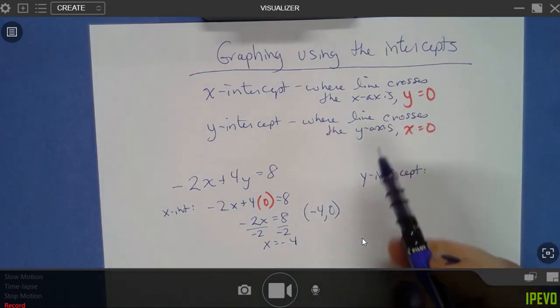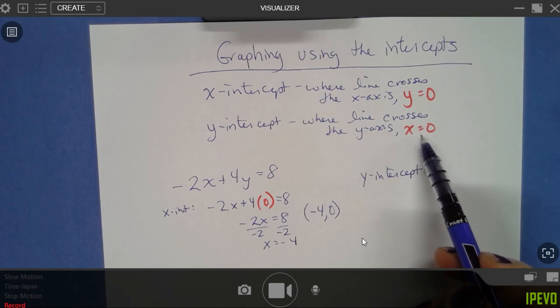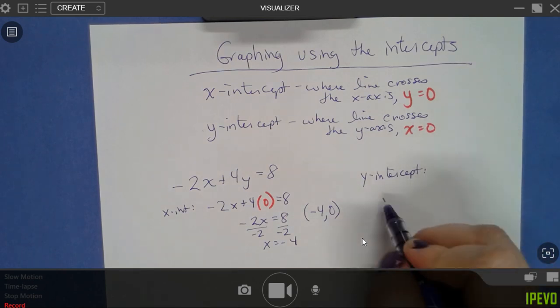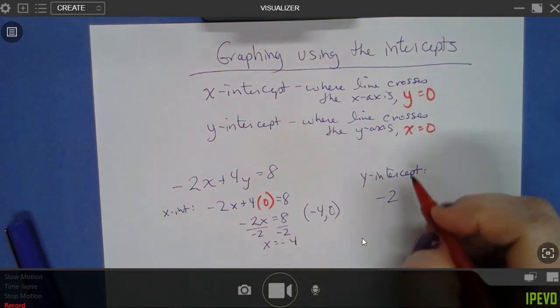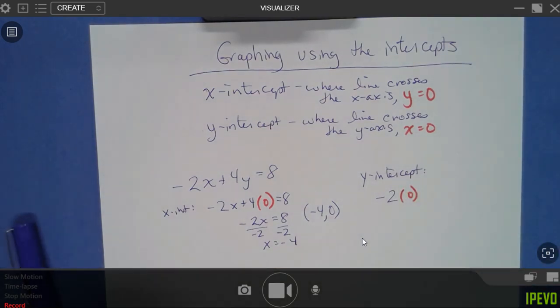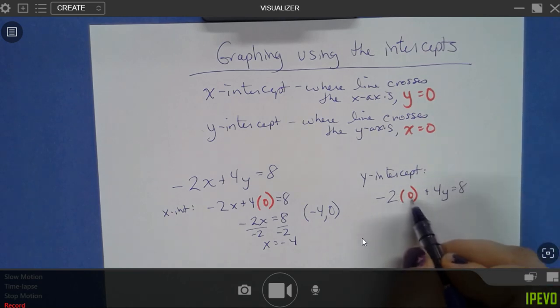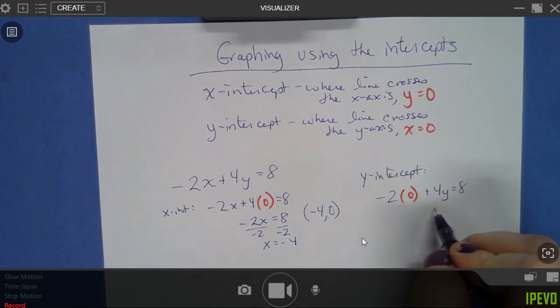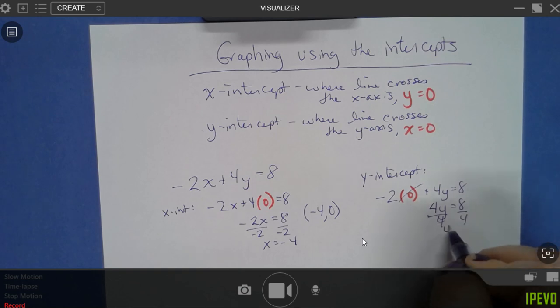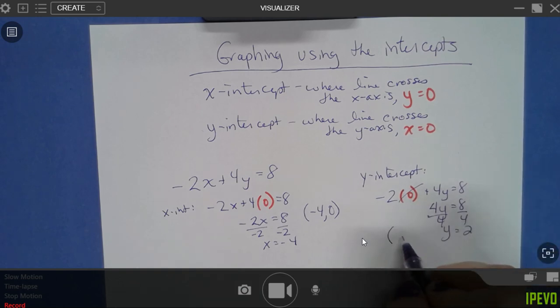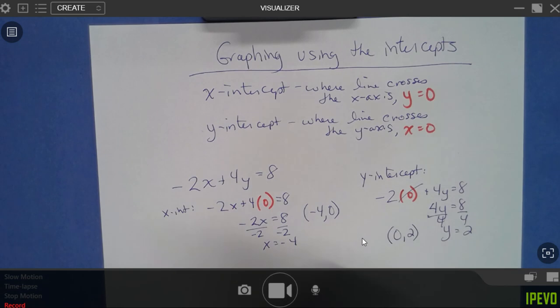And we know with the y-intercept, key feature, x is 0. So now instead of putting x there, I'm going to substitute in 0 because I know I'm on the y-intercept and x is 0. Well, negative 2 times 0 is 0. Don't have to think about it anymore. So 4y equals 8. Divide by 4. y equals 2. So when x is 0, y is 2. Now I have my 2 points that I can graph to get my line.